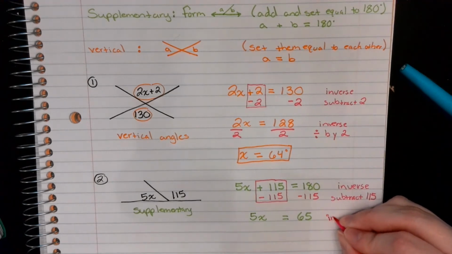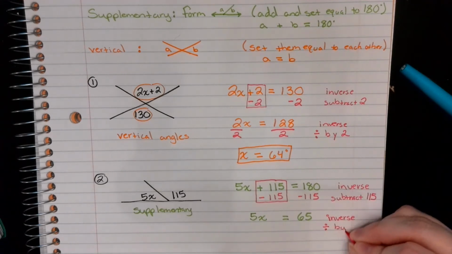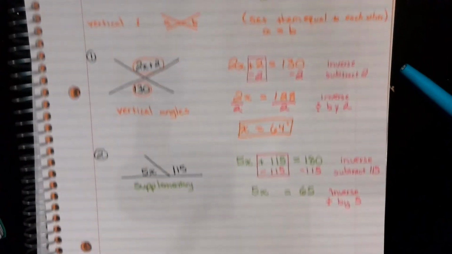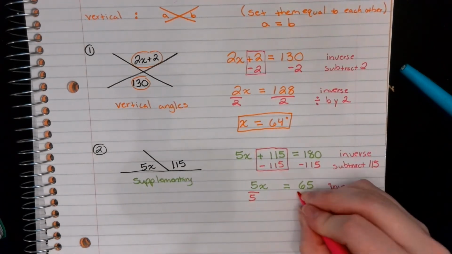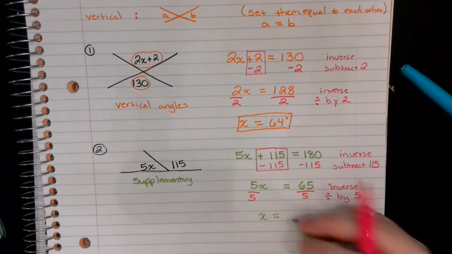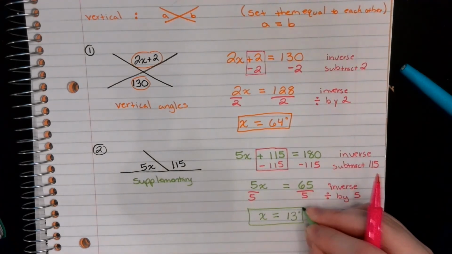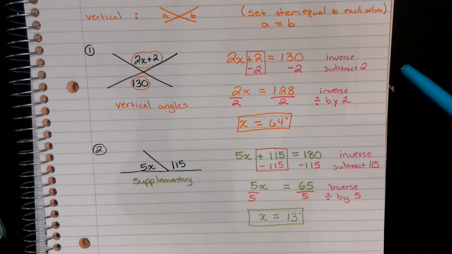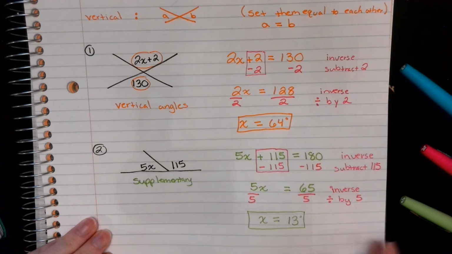We then have to perform our inverse operation here. And the inverse is to go ahead and divide both sides by 5. So we divide 5x by 5, which will leave us with just x. And we're going to divide 65 by 5, and that'll leave us with 13. So that means that x is equal to 13 degrees. Okay, so let's go ahead and move on to our next page. We're going to go to page 59.